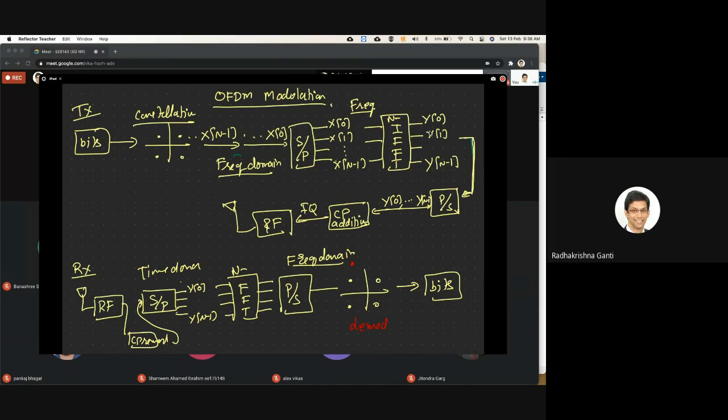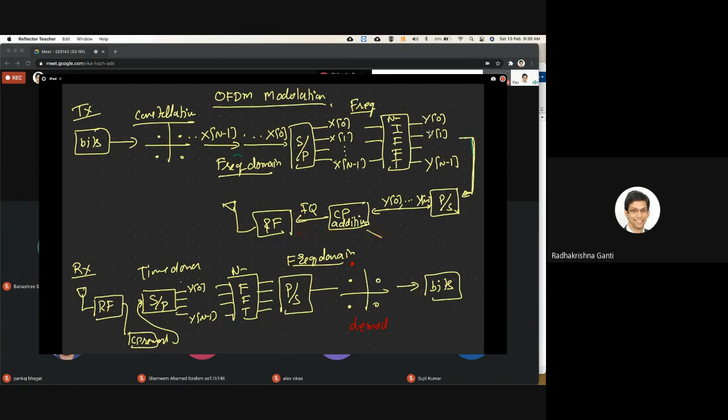So now you have IFFT, which converts n input samples to n output samples. And then you do a parallel to serial converter. The parallel to serial converter and serial to parallel converter are logical blocks for us to understand. Essentially, you're taking n samples in and getting n samples out in one shot. Then you do something called cyclic prefix addition. After cyclic prefix addition is where you get your IQ samples.